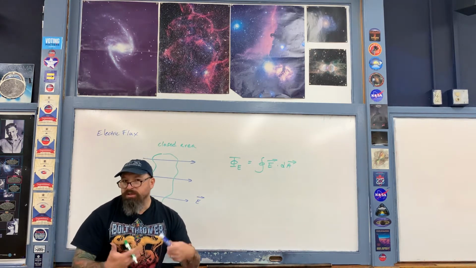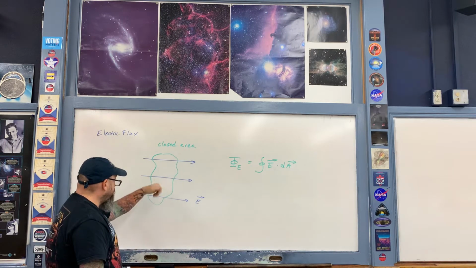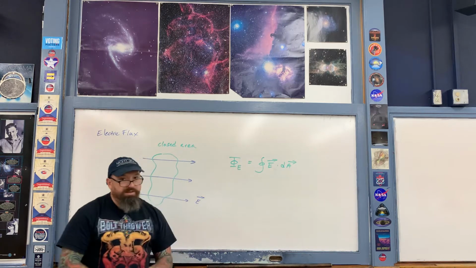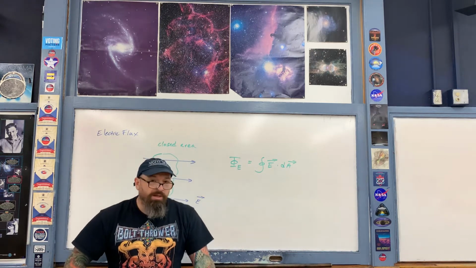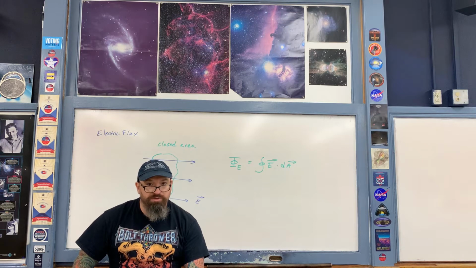Think of it merely in the following way. We've got the same number of field lines going into the area as we do coming out. Therefore, the flux integral itself is equal to zero. In order for the flux integral to not be equal to zero, we would either have to have a source of field lines within the closed area or a sink of field lines within the closed area.